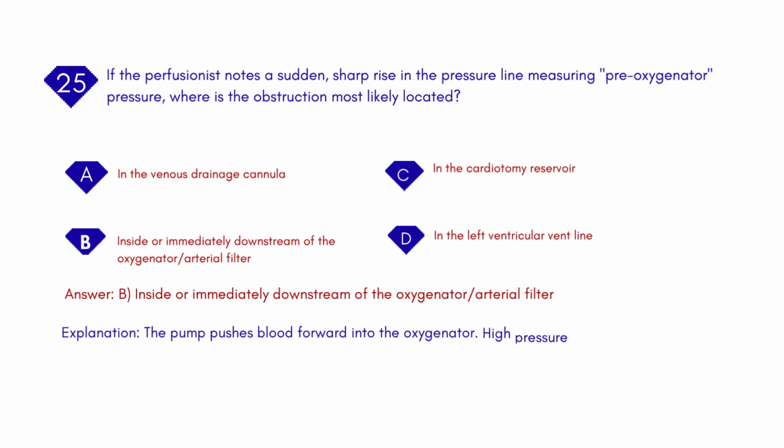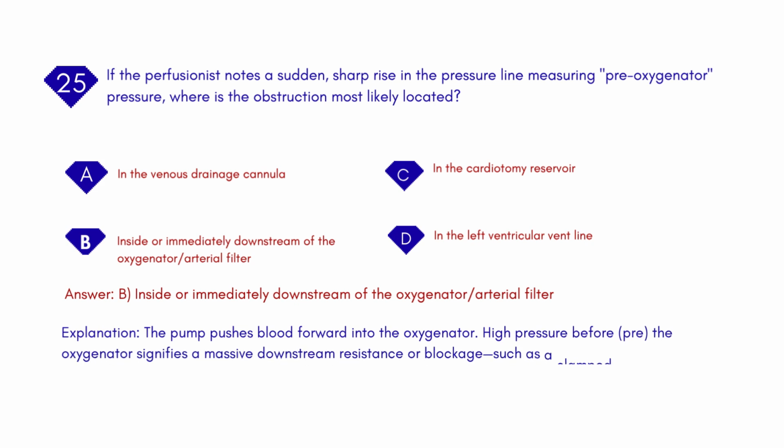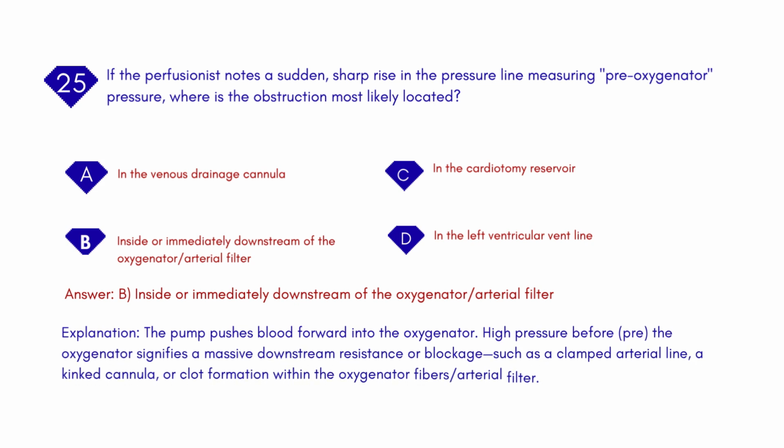Explanation: the pump pushes blood forward into the oxygenator. High pressure before the oxygenator signifies a massive downstream resistance or blockage, such as a clamped arterial line, a kinked cannula, or clot formation within the oxygenator fibers or arterial filter.